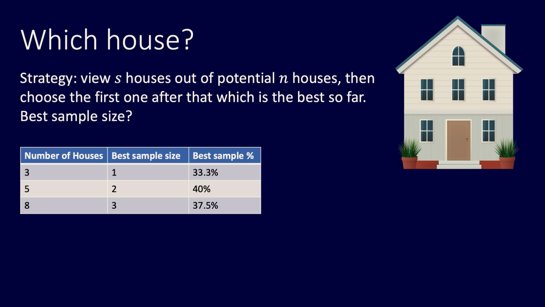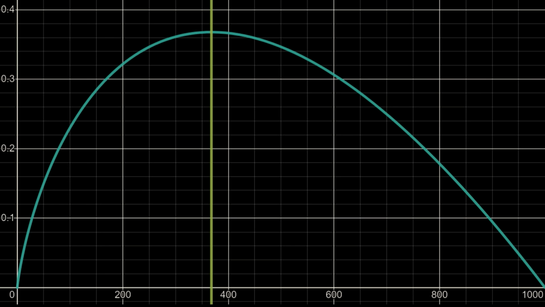And so I've done this for a large number. Here's another graph. This is if we have 1,000 houses to look at. Hopefully that would never happen. The sample size is on the x-axis, going from 0 to 1,000, and the likelihood of success is on the y-axis. And you can see that there's a maximum, at about 370 houses, somewhere around that point.